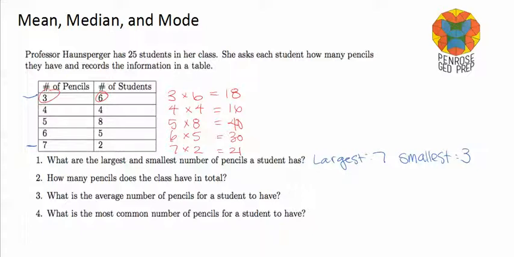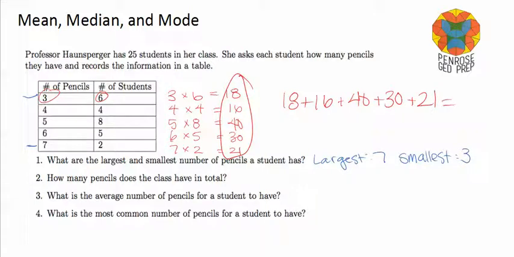And then what we need to do is add up all of these numbers. So we have 18 plus 16 plus 40 plus 30 plus 21. This adds up to 118. You can try that on your own or check it with your calculator. So for how many pencils the class has in total, we know that there are 118.